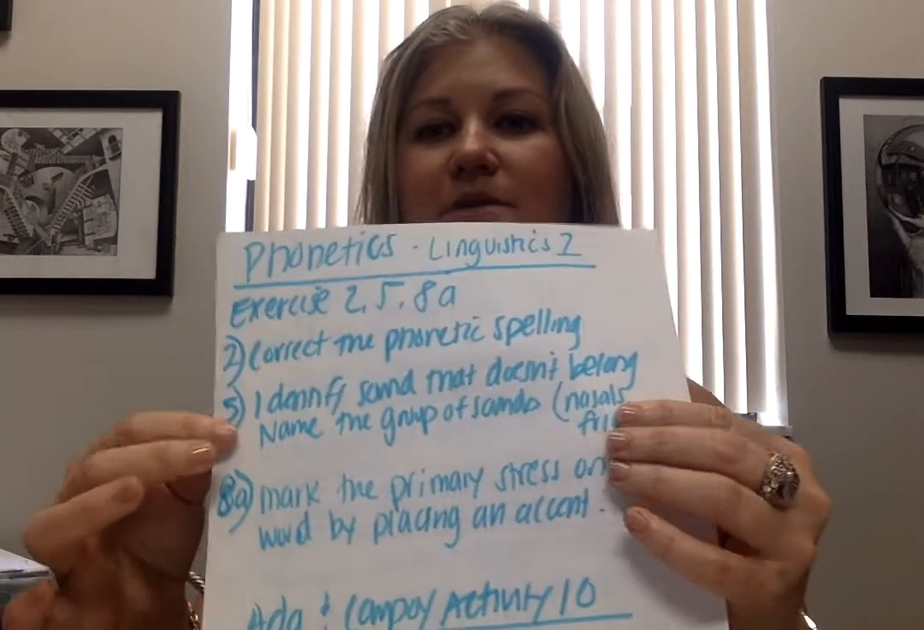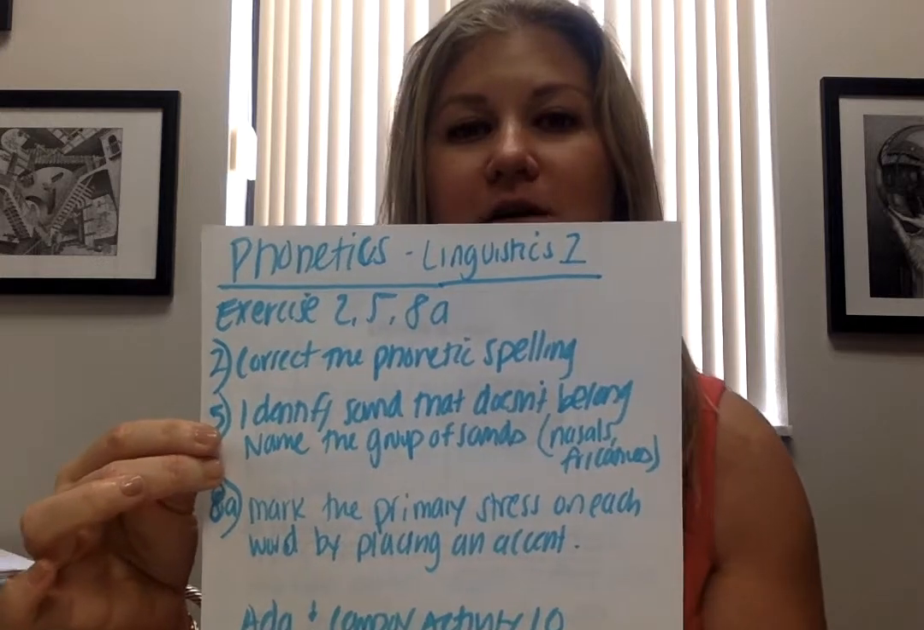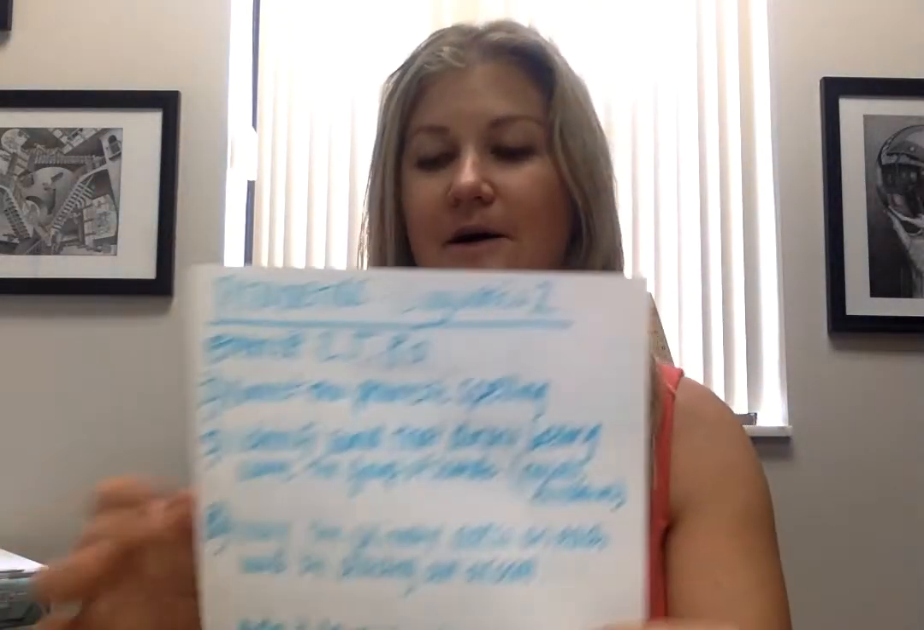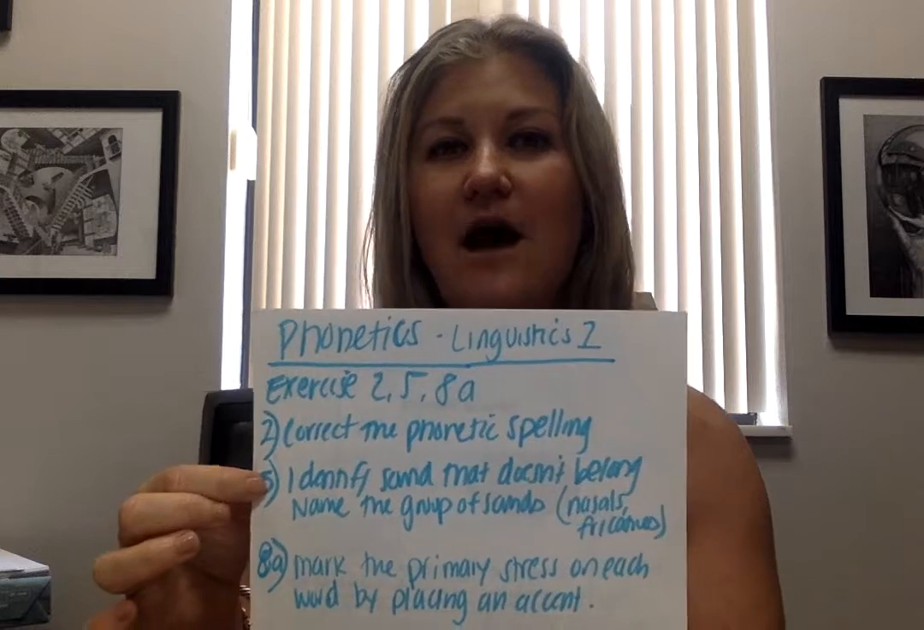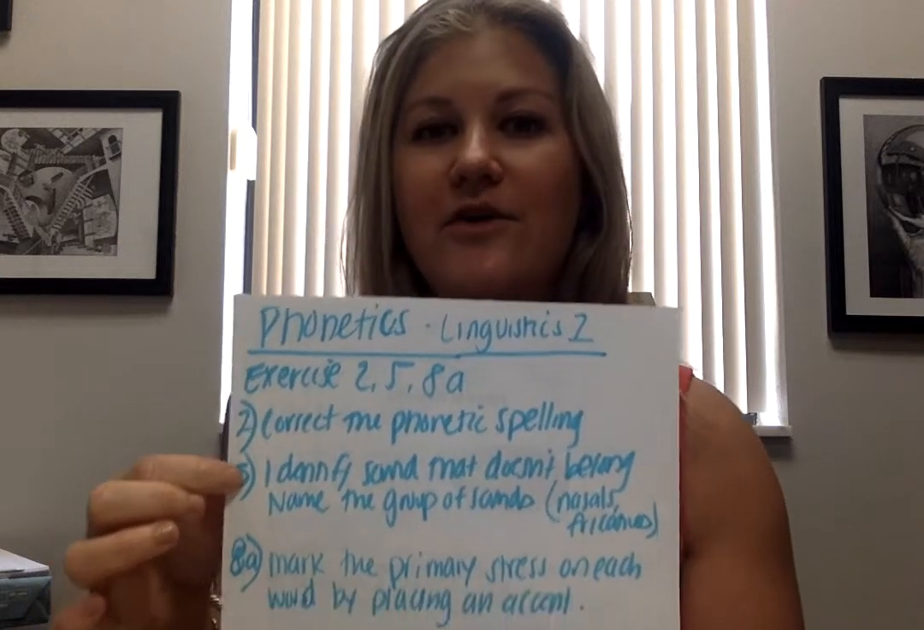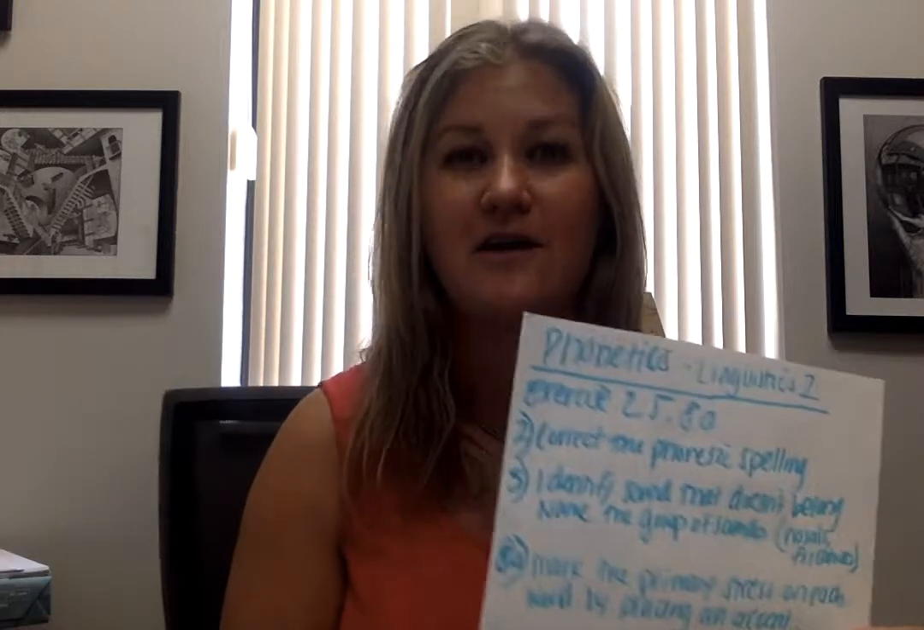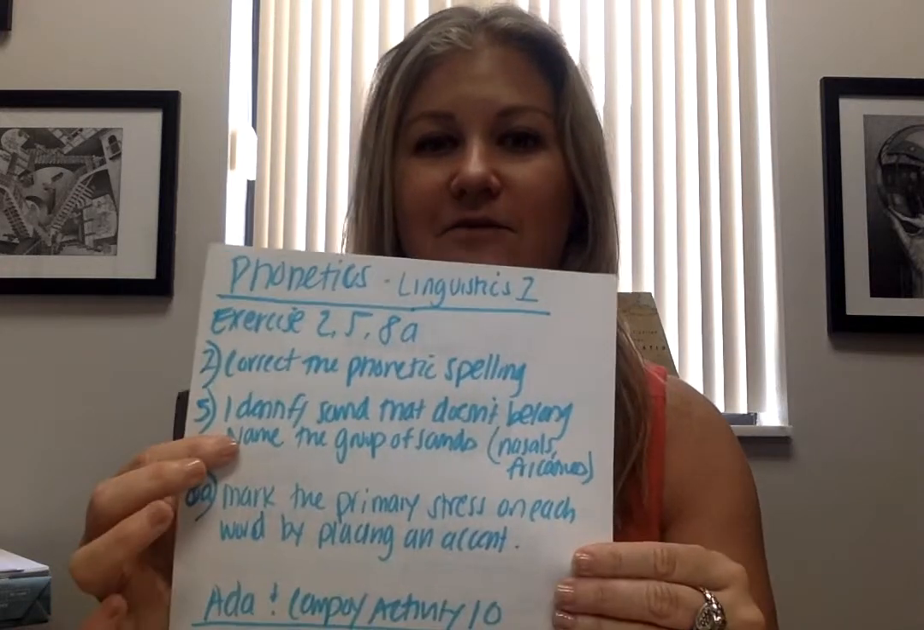Then for number 5, you will be identifying the sound that doesn't belong in the group of sound classes. When I say sound classes, I mean things like fricatives or nasals or bilabials. You're going to identify the sound that doesn't belong with the others, and then you're going to define the class. So is it a nasal class? Is it a fricative class? You'll find all of this information within the PDF document.